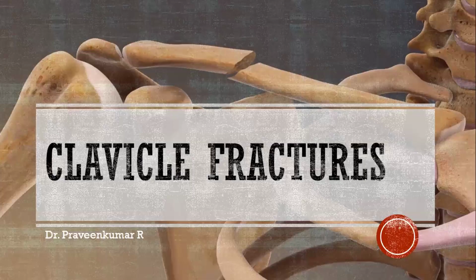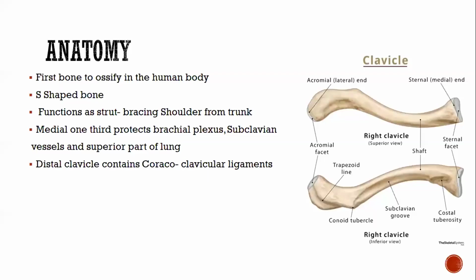My topic is on clavicle fractures. First, we'll go to initial anatomy. The clavicle is the first bone to ossify in the human body. It is an S-shaped bone which is convex medially and concave laterally. It acts as a functional strut which braces the axial skeleton to the appendicular skeleton.